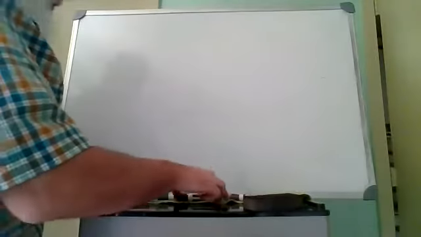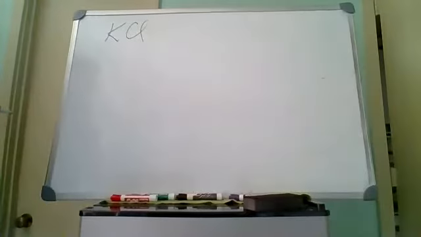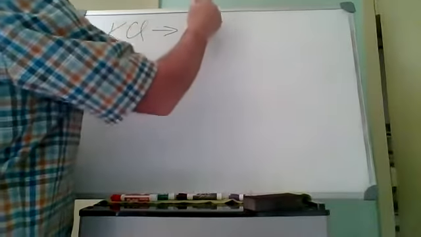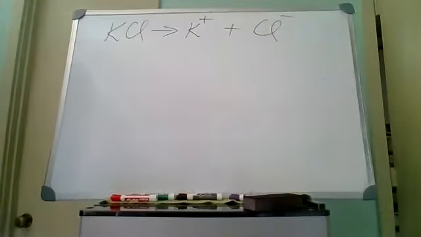So example 16.6a. We just want to predict whether these solutions are acidic or basic. The first one is potassium chloride. When it dissolves in water, that's going to give me potassium cation and chloride anion. So we want to look, does either of these react with water?